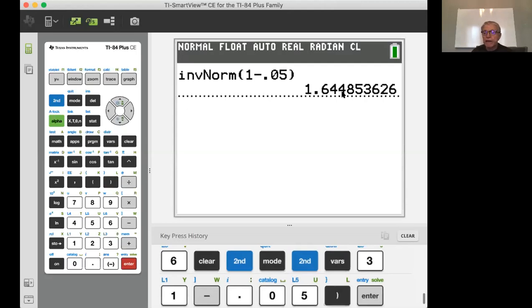If alpha is 0.05, which is probably the most common alpha, along with 0.01, it has a right tail of 1.645 and a left tail of negative 1.645 for a one-tailed test. For a two-tailed test, it would be negative 1.96 and positive 1.96. All right, so let's stop that and come back to our problem.